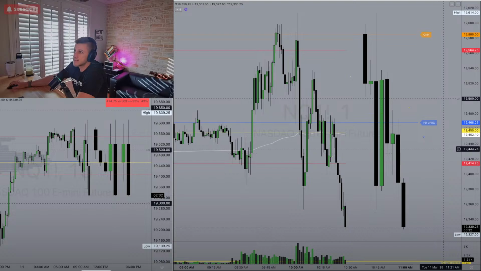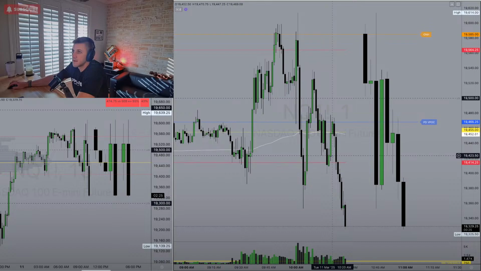NQ, let's see this 300 test. See if buyers show up there. 300 prior day low area. PDL.